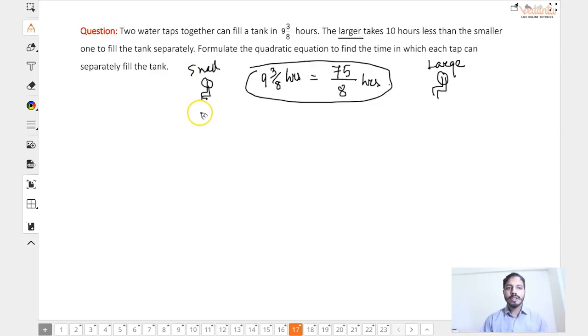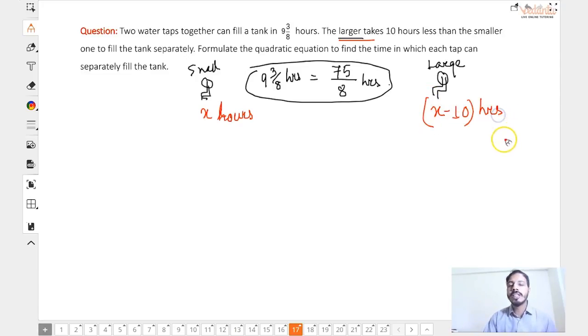Because it's small. So let us say this small one takes x hours to fill the tank. And it is said that the large one takes 10 hours less. So the large one will take x minus 10 hours to fill the tank. Simple. Now that means in x hours, the small tap is filling the complete tank.